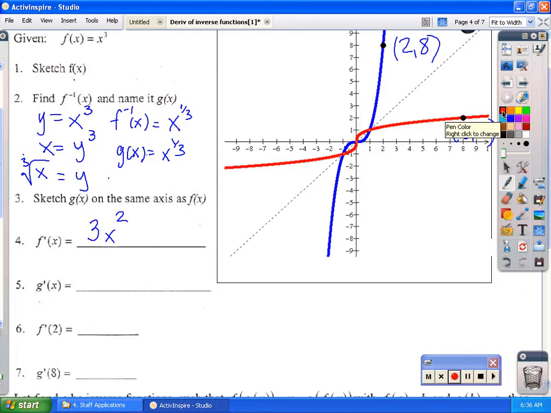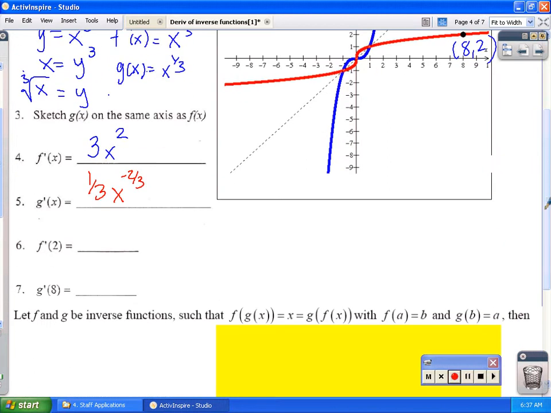The derivative of the inverse function would be 1/3 x to the negative 2/3, because 1/3 minus 3/3 gives us negative 2/3 by the power rule. All right, the next thing that we've been asked to do is now to actually find the derivative of f at 2.